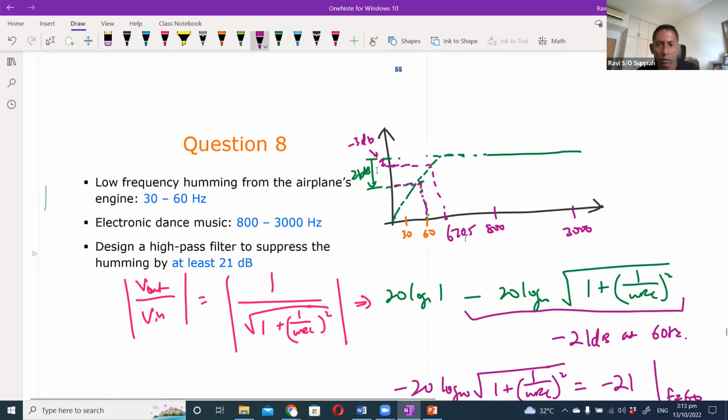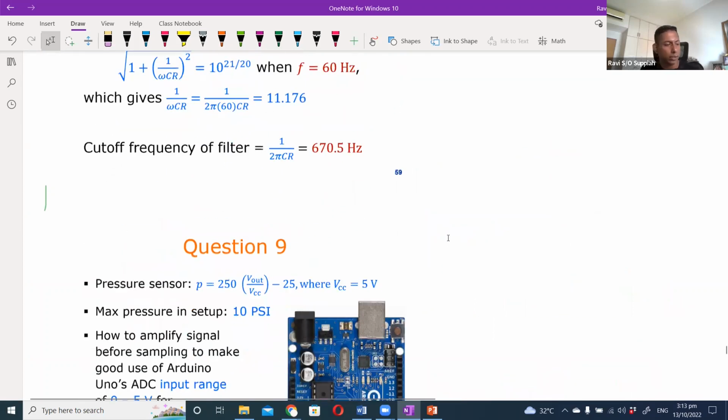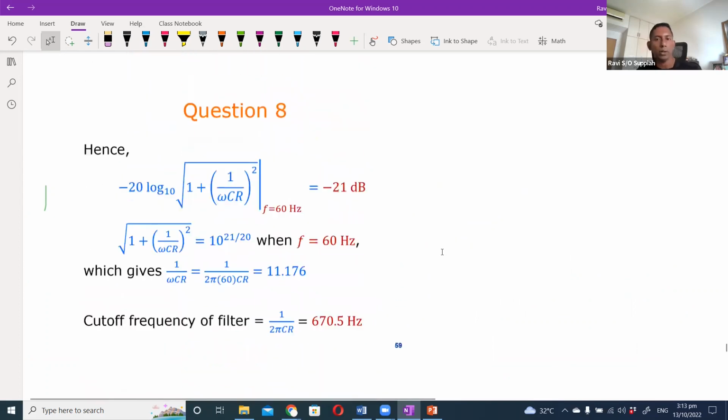Okay, so with that cutoff, I can be assured that at 60 hertz, the noise, or the signal, would have been suppressed by at least 21 dB. So if you notice, it's all the same, correct? The technique is the same. The expressions are the same. Only the numbers change. So as long as you know for high pass I use what expression, for low pass I use what expression, then you are good to go.